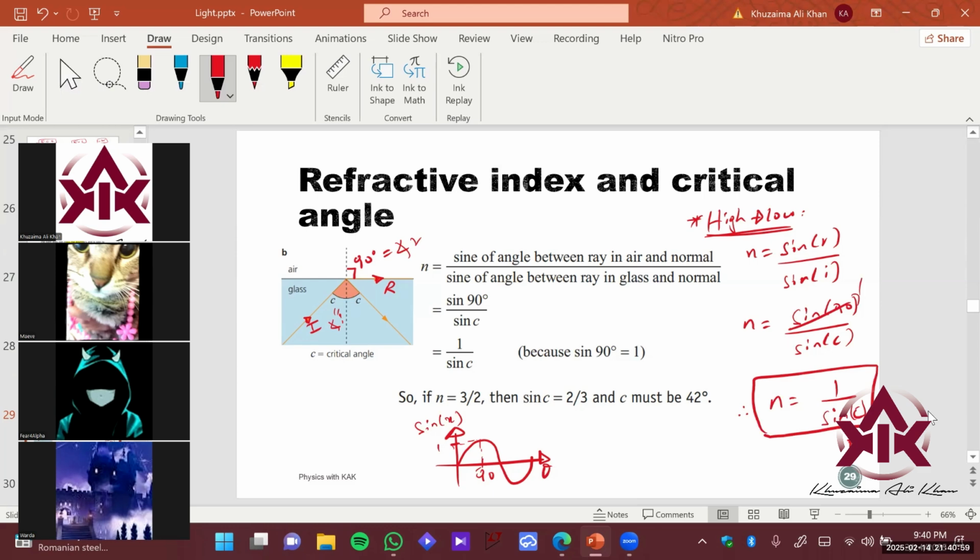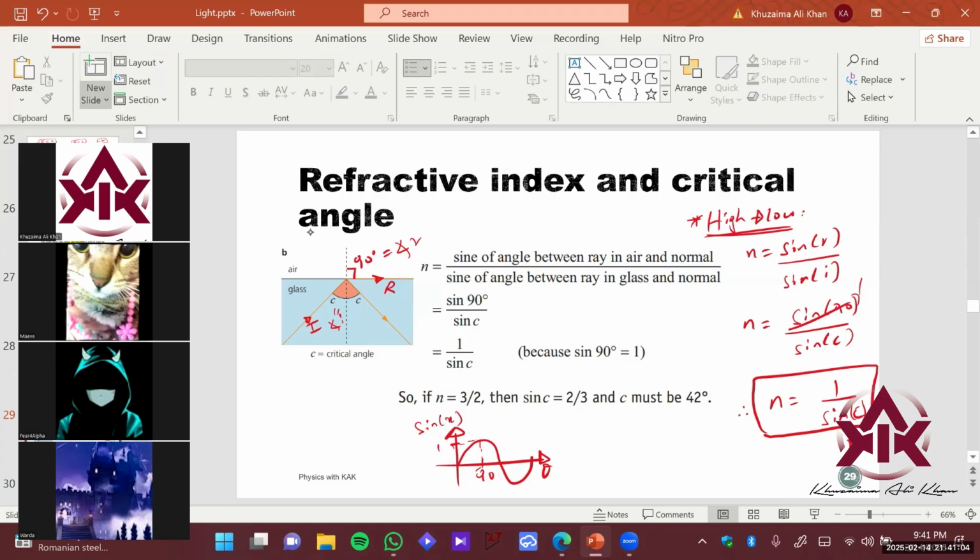Okay. So this is just an example here. Let's say you have n equals 3 upon 2. Let me copy this.